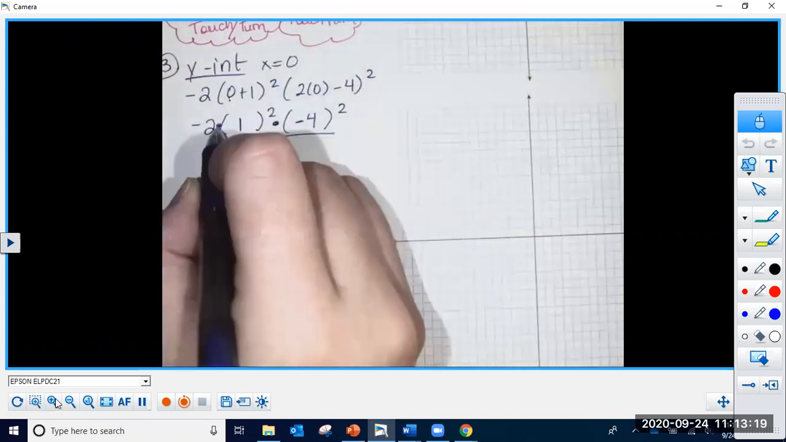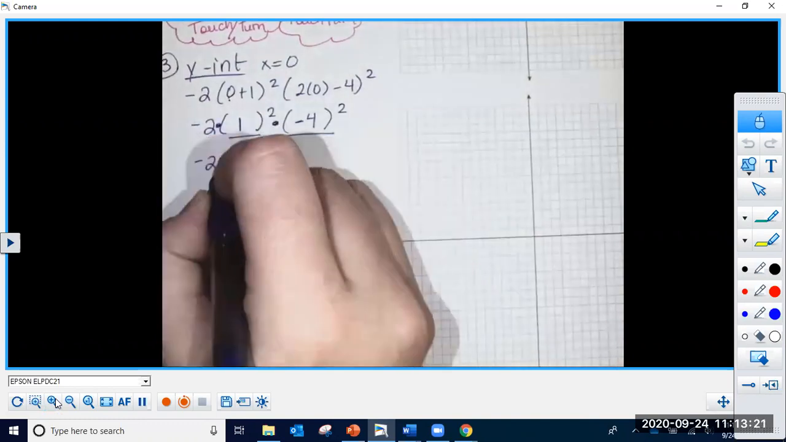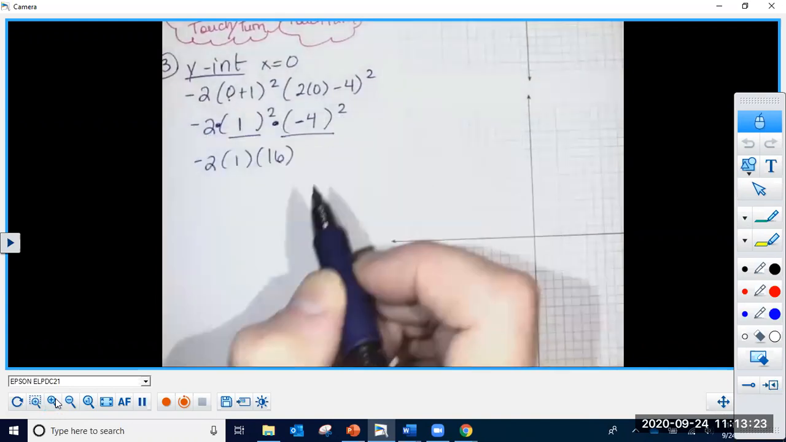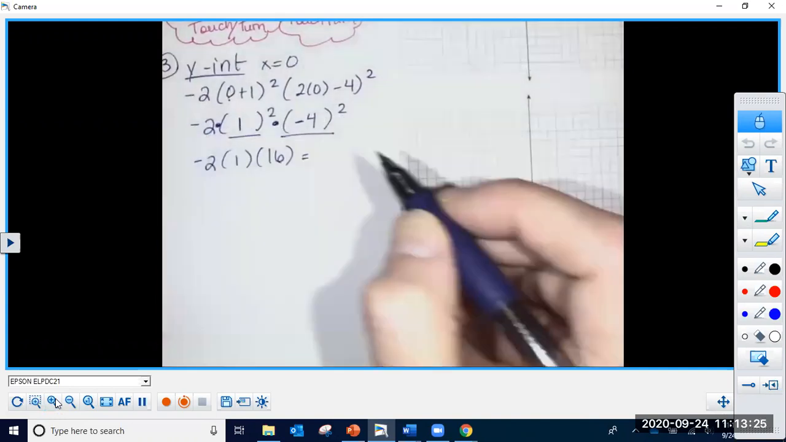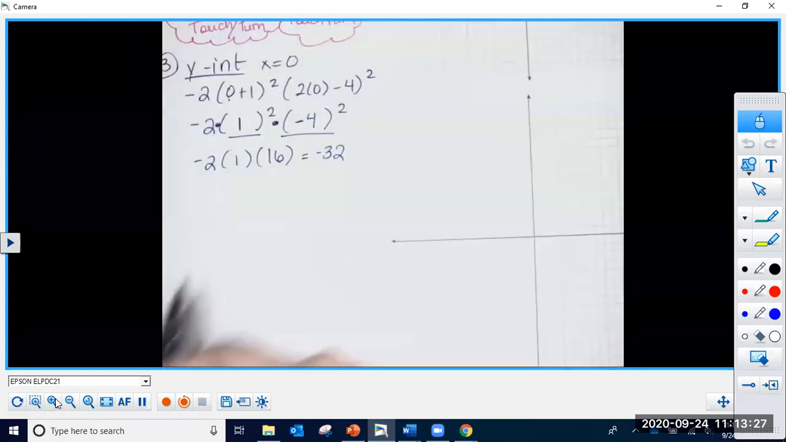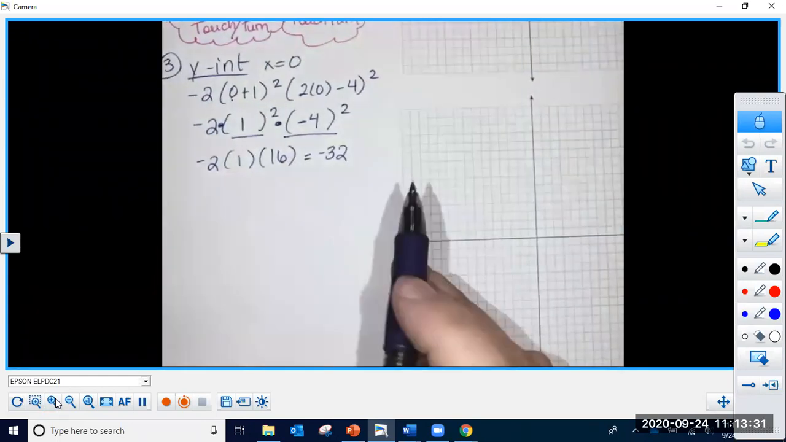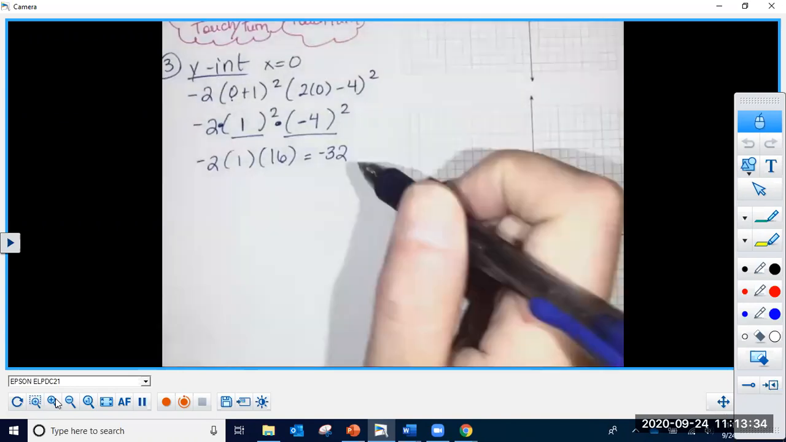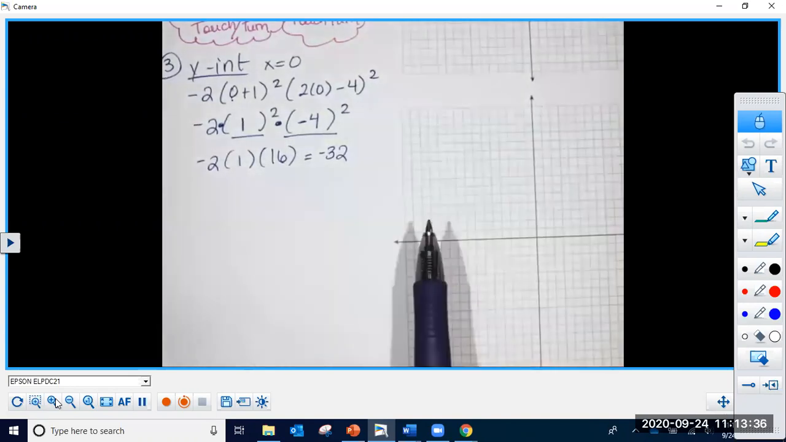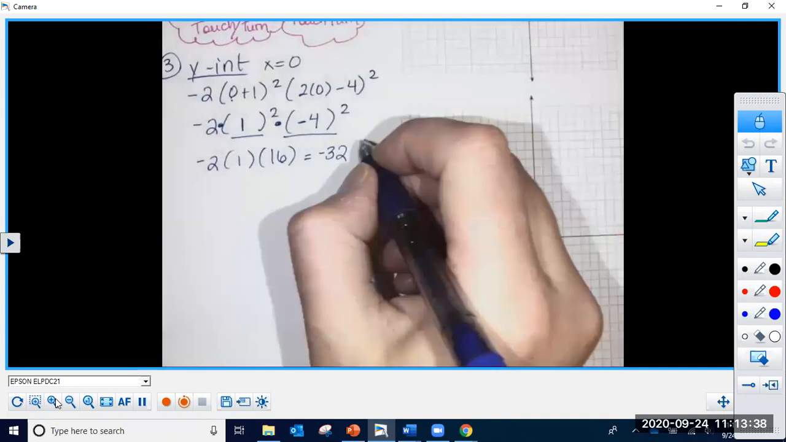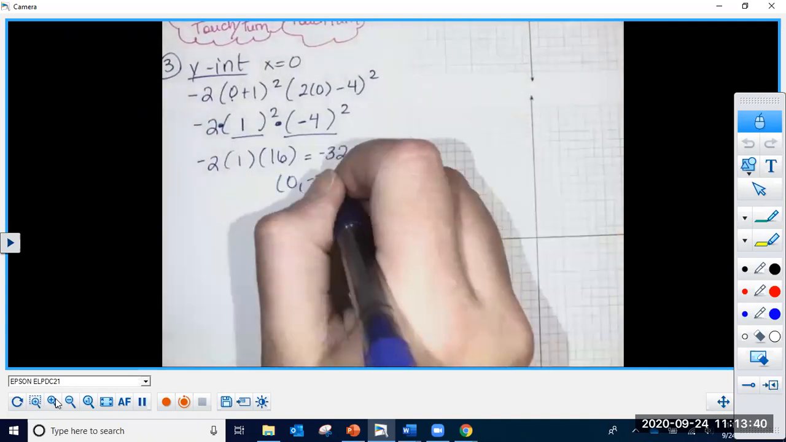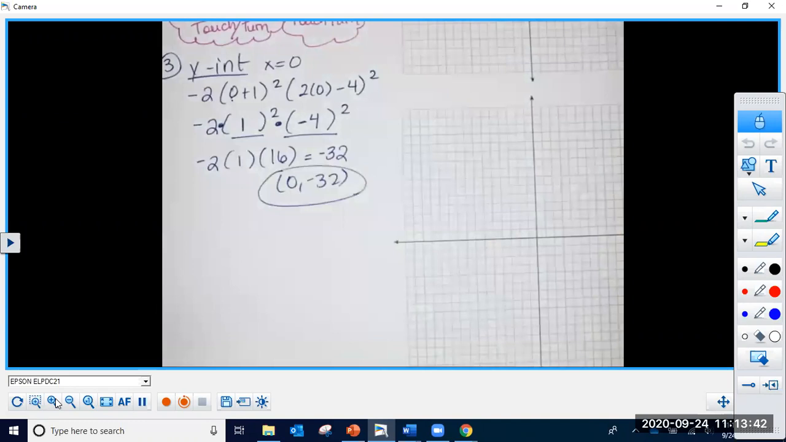So I've got -2 times 1 times 16, and then I multiply that together. Good grief. -32 is my y-intercept there. I could have picked a better one. They're always bad when I make them up. So (0, -32), which of course you can go by 2's on your y-axis, whatever.